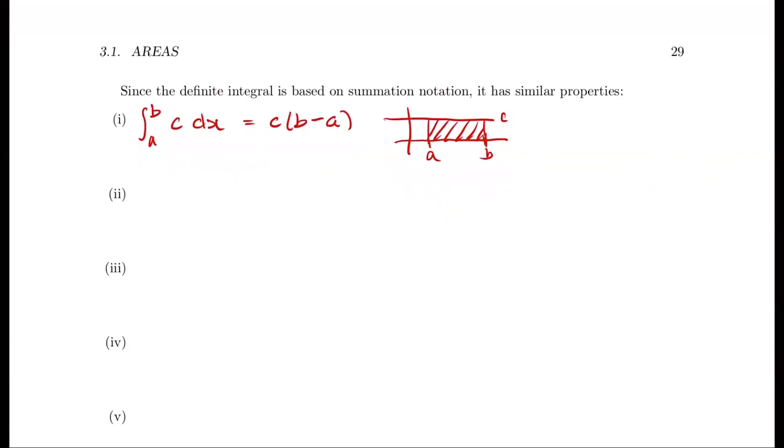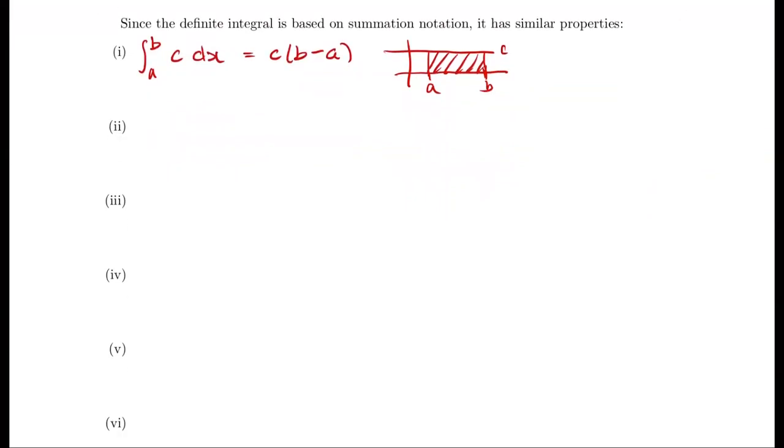For the first property, if we have the integral from a to b of a constant c dx, that would just be the area of the function c multiplied by b minus a. So visually, here's a, here's b, you have a constant function c, it would just be the area of the rectangle where the base is b minus a, and the height would just be the c here. So that's simply the area of a rectangle. All right, so that's the first property.